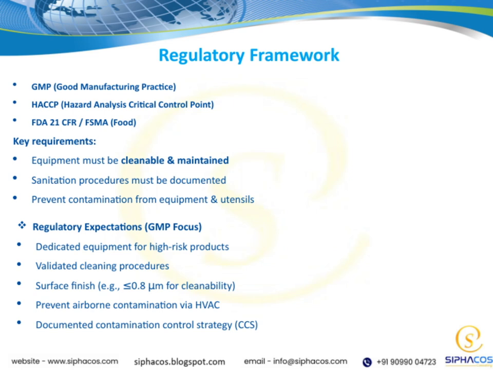Now, when we talk about the regulatory framework, GMP is the cornerstone, setting the standards for manufacturing quality. HACCP is also important, especially for hazard analysis and critical control points, to identify and control potential hazards. For food products, compliance with FDA regulations like 21 CFR and FSMA is necessary. Most importantly, these regulations emphasize that equipment must be cleanable and properly maintained. Sanitation procedures need to be documented meticulously, ensuring consistency and accountability.